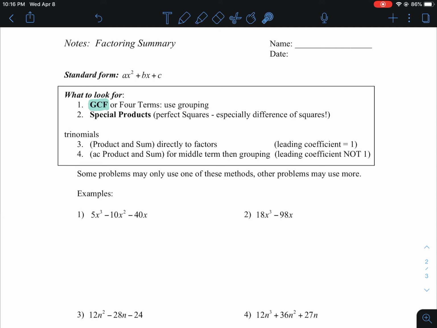Sometimes when we have 4 terms, we can use grouping. That's where we would split up 2 terms and 2 terms and find the GCF of each. That came into play in our most recent lesson, right?